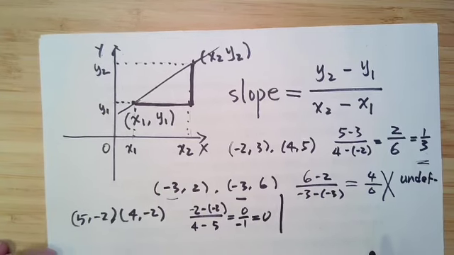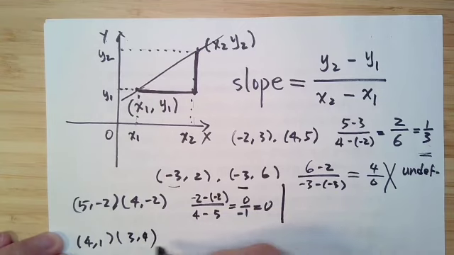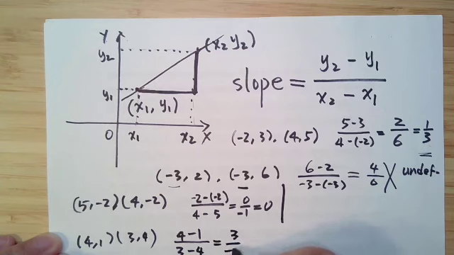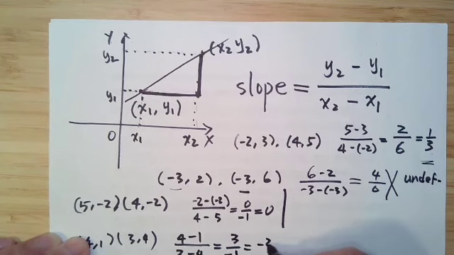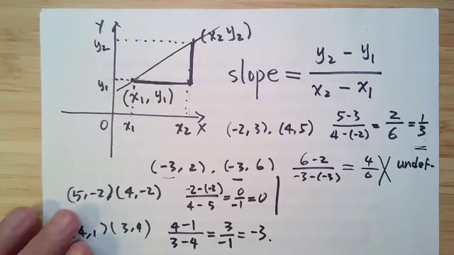All right. Just one more. (4, 1) and (3, 4). The slope is the change in y, which is 4 minus 1, divided by the change in x, which is 3 minus 4. So it's 3 over -1. The answer is -3. Okay, so that's how you work on those questions. Given any 2 points, find the slope of the line that passes through these 2 points. You should be able to do this.